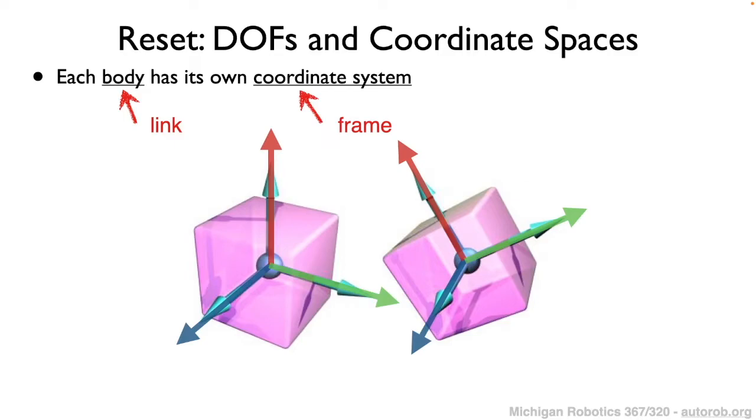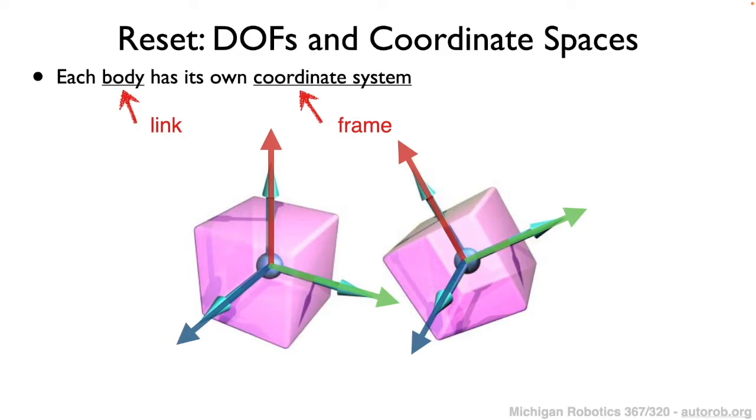In other words, each rigid body has some notion of a local space that's defined with respect to some local origin. So in the figure here, these pink cubes could be thought of as, let's say, a rigid body, like one link of a robot, and the red, green, and blue axes are defining the origin of the local coordinate space for each one of these two links.